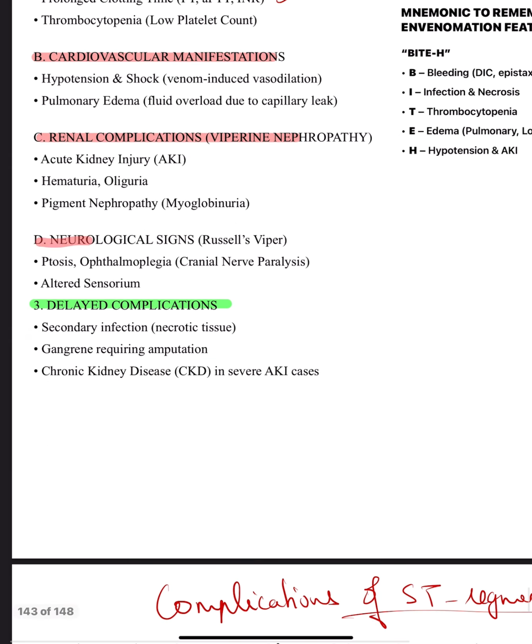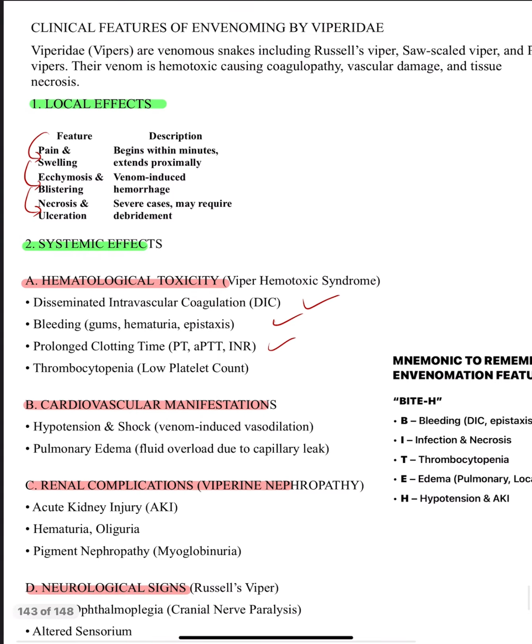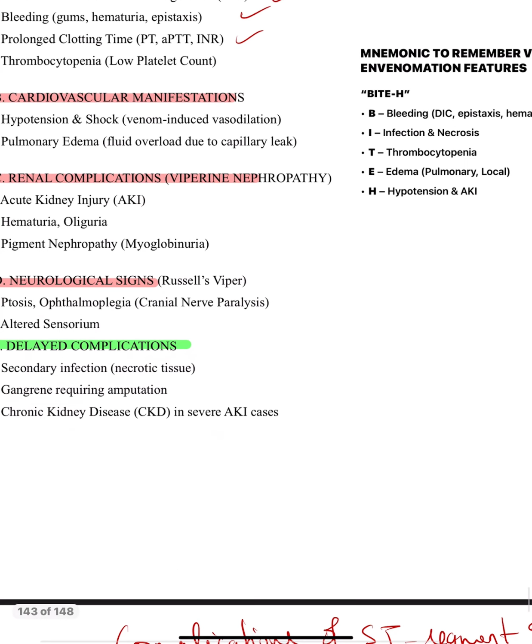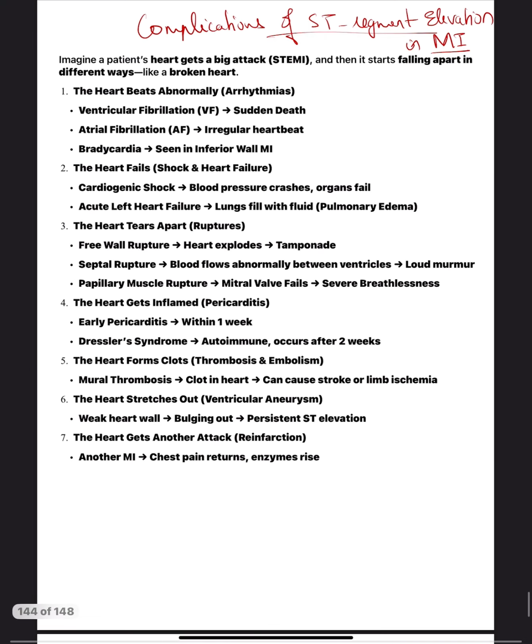And neurological, I think we can write it even if we're not studying, because we know viper venom is a hemotoxic toxin, okay? Delayed complications could be secondary infection, gangrene, and CKD. Okay, so this is done. So you can take a snapshot here. Yeah. So let's go to the complications.